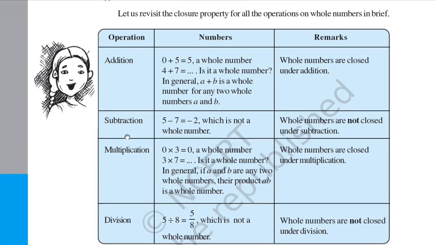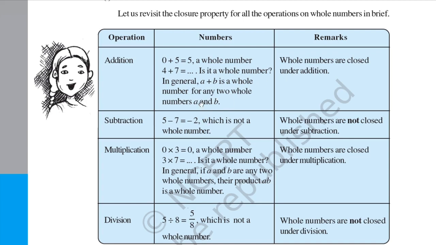So there is the addition operation. 0 + 5 = 5, a whole number. 4 + 7 = 11, a whole number. In general, a + b is a whole number for any two whole numbers a and b. Remark: whole numbers are closed under addition.